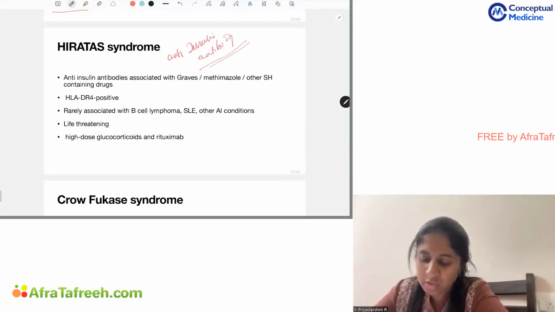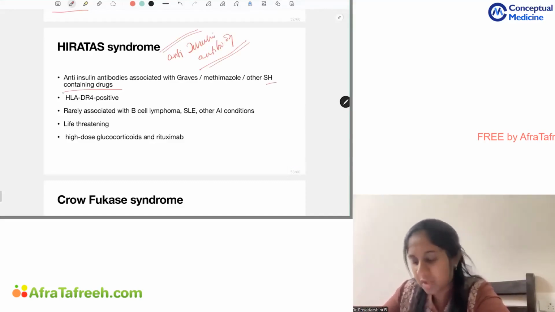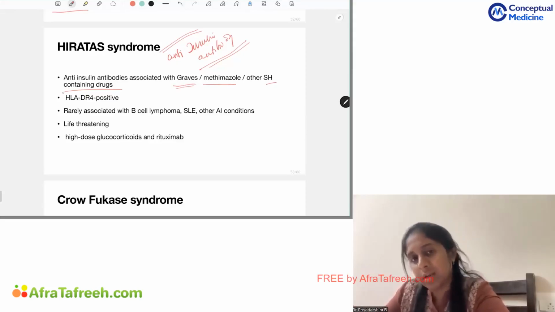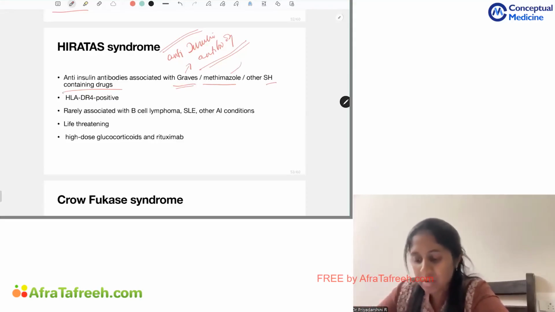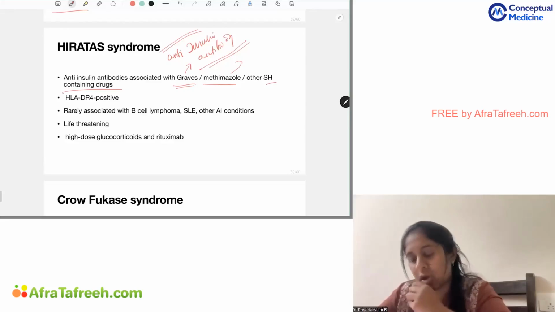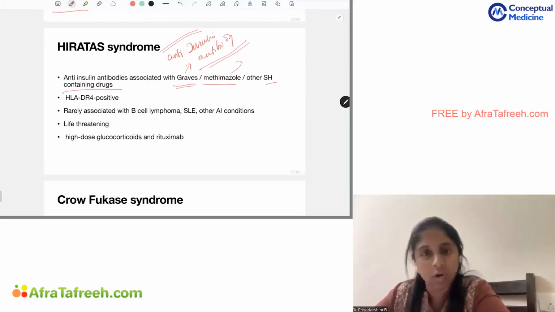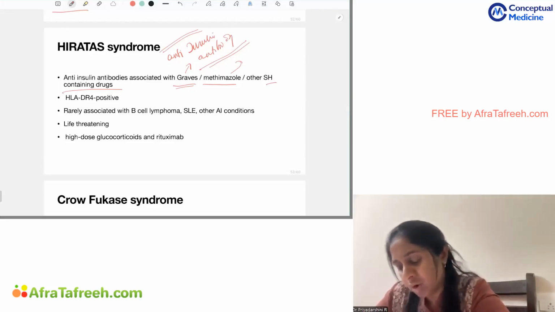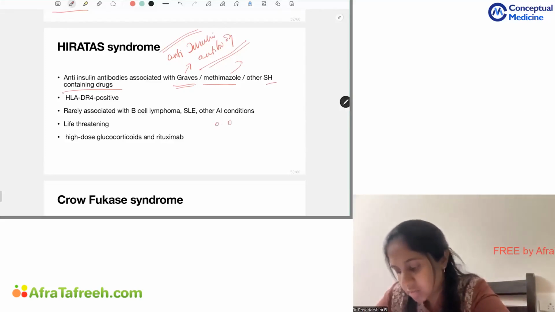It could be mostly some antibiotics with sulfhydryl groups, or something like methimazole, or Graves disorder, where you have a lot of anti-insulin antibody directly. Methimazole therapy has sulfhydryl groups, and it will cross-react with your body and produce a lot of anti-insulin antibodies. So these anti-insulin antibodies would be produced in plenty. They will go and bind with the insulin, so it will not allow the insulin to act.